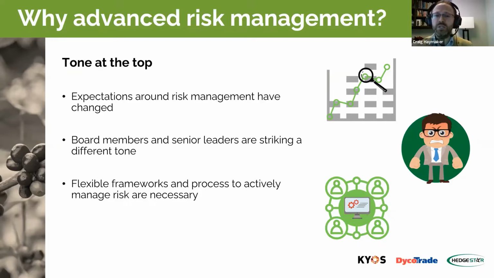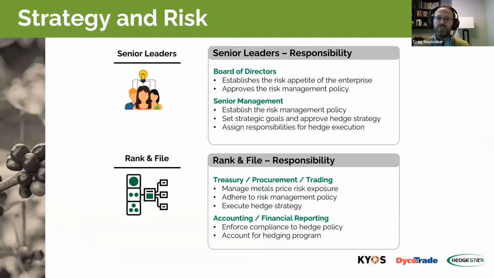We need to have an orientation around how risk might affect our business and where we think the markets may go. That leads us to discussions about strategy and risk, and also responsibilities across an organization. If we look at the top of the screen and think about the responsibilities of senior leaders, it is the responsibility of the board to establish the enterprise's risk appetite. They, alongside senior management, need to determine the strategic objectives and the risks introduced along the way that may impede us from achieving those objectives.